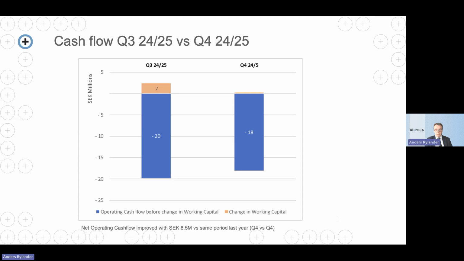Cash flow, very quickly: minus 18 million operating cash flow before changing working capital. That's an improvement of 2 million. Overall, basically the same as Q3. Net operating cash flow compared to Q4 last year has improved by 8.5 million because we had a significantly higher cost base at that time, but we did that reorganization in April last year.